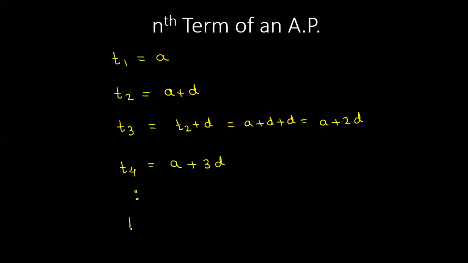In this way, if I ask you the nth term, what are you going to do? If you have observed, for the second term, that is T2, you have added D. For T3, you have added 2D. For the fourth term, you have added 3D. In a similar way, for the nth term, you are going to add n minus 1 into D. So this is the formula for the nth term of an AP.